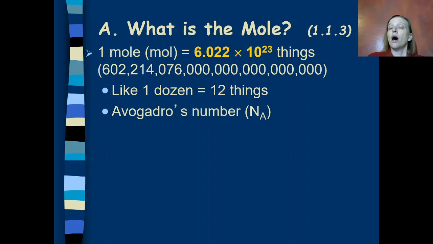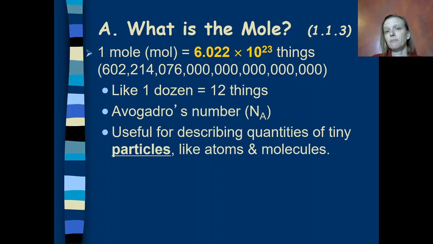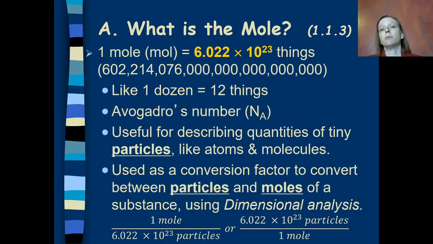But a mole is such a huge quantity, it is usually only sensible to use it for teeny tiny particles. This number, 6.022 times 10 to the 23rd, is called Avogadro's number. And as I said, it's useful for describing quantities of tiny particles like atoms or molecules. And I'm going to use this word particles to mean any kind of small particle like an atom or like a molecule. So the mole is useful because it's used as a conversion factor to convert between number of particles and moles.